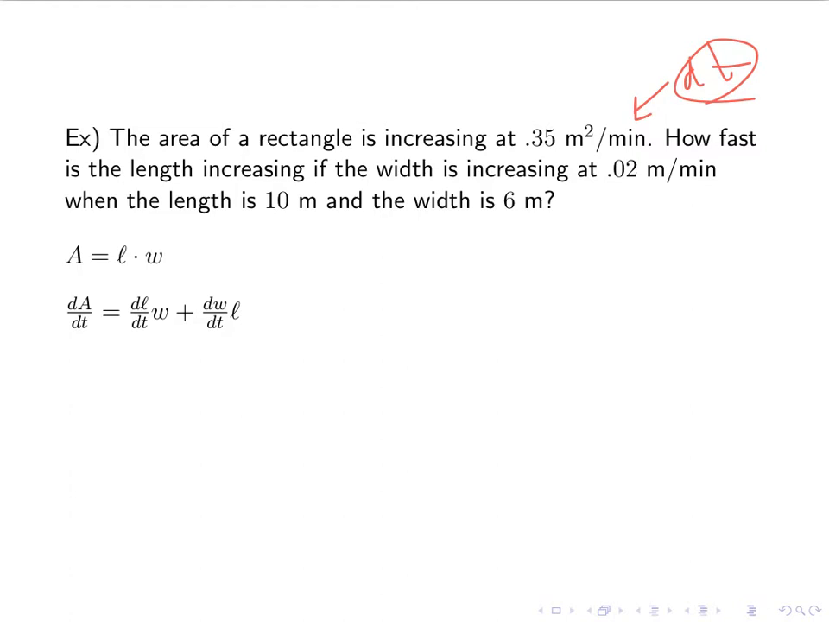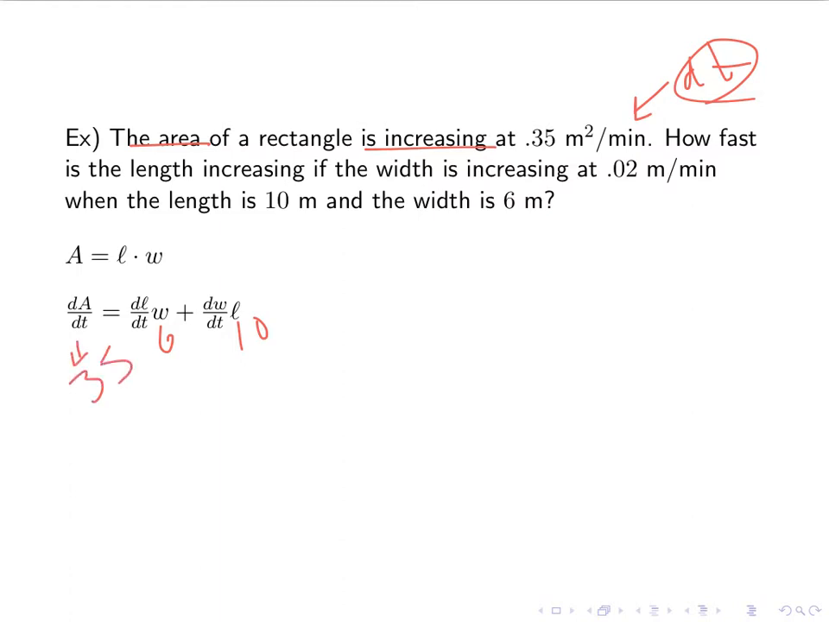So once we have differentiated, we have to figure out what do we know and what are we looking for. So the length is 10, so L is 10. The width is 6, w is 6, those are the easy ones. And then we have to look at the words and the units. Okay, so the area of a rectangle is increasing at 0.35 meters squared per minute. So the area is increasing, so that is the derivative of the area, which is dA/dt.